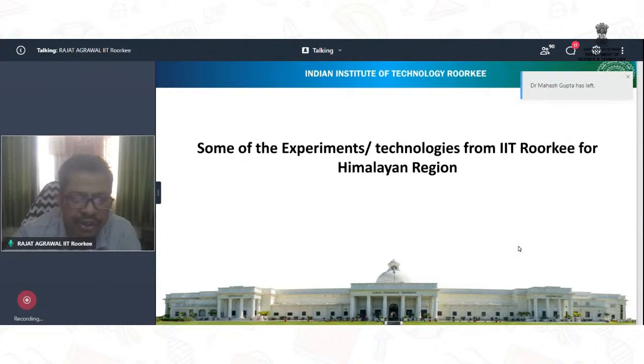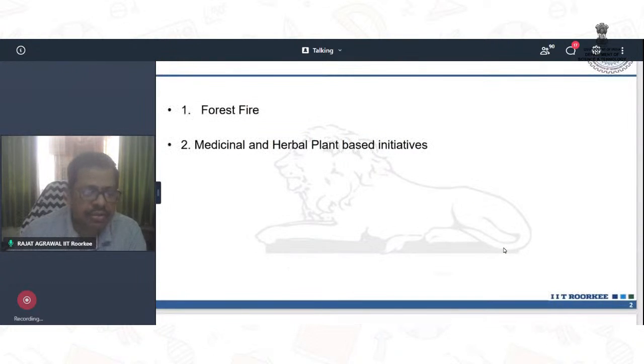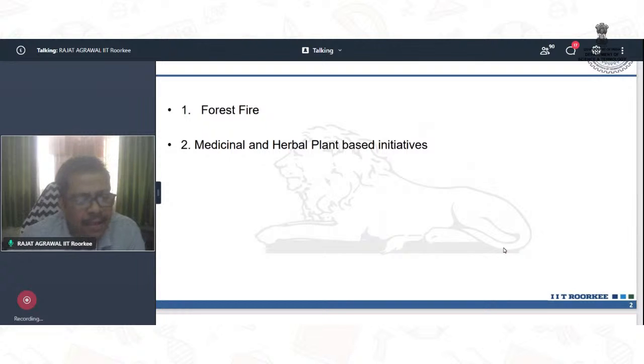So I request the next slide, please. I am going to talk about two initiatives in this presentation. One is related to forest fire. In Uttarakhand, every year, because we are a forest-rich state, forest fire is a regular phenomenon in summers. And this time, it happened in October also.